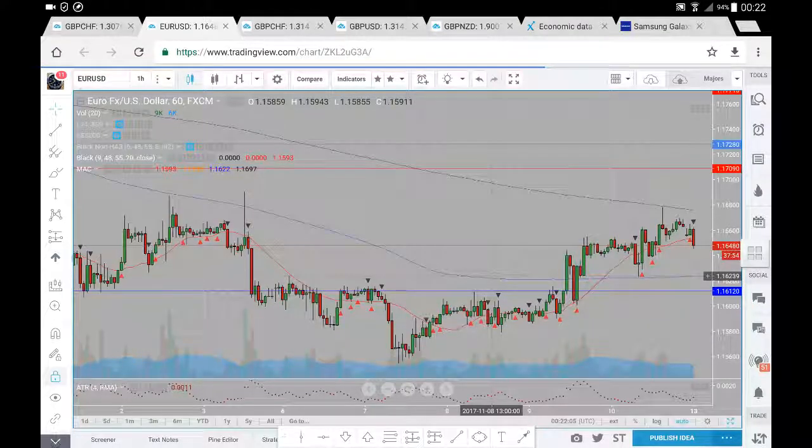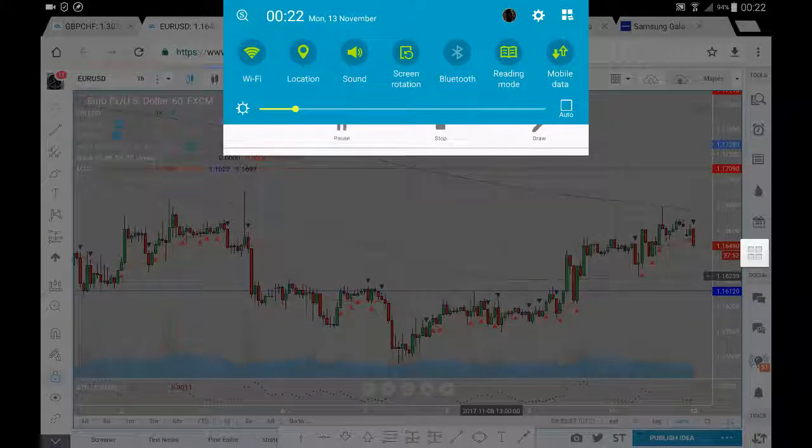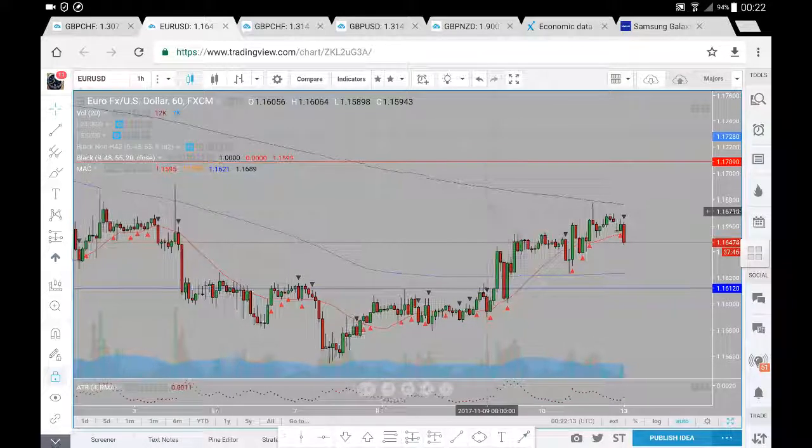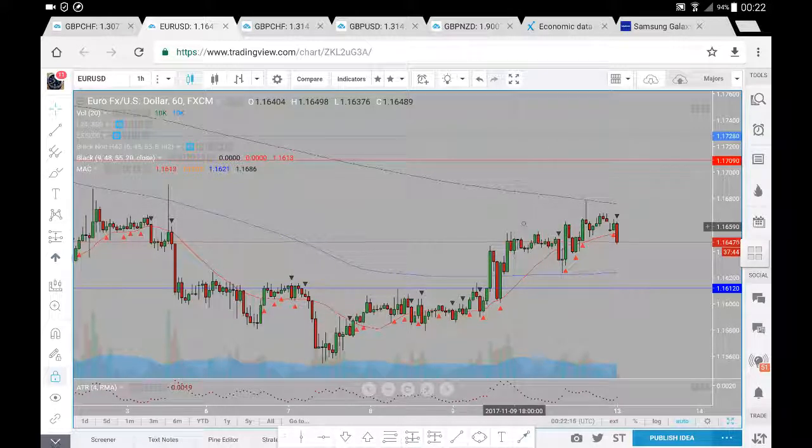So this is the euro dollar analysis for Monday the 13th of November. Now, let's just have a look at what happened on the 10th of November. So, here we are on the 10th of November.